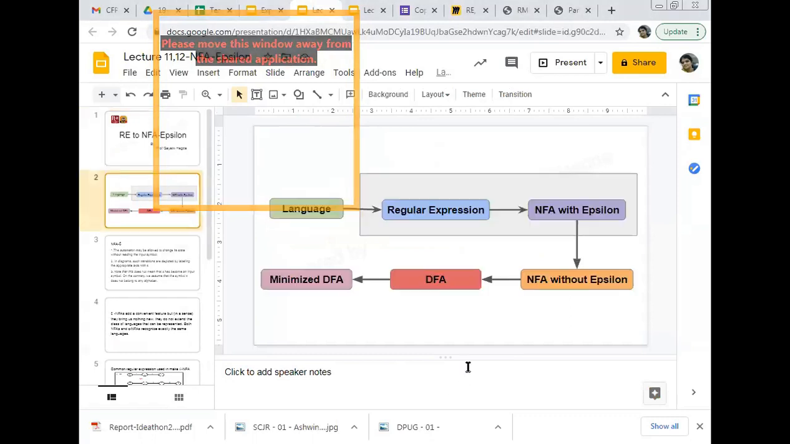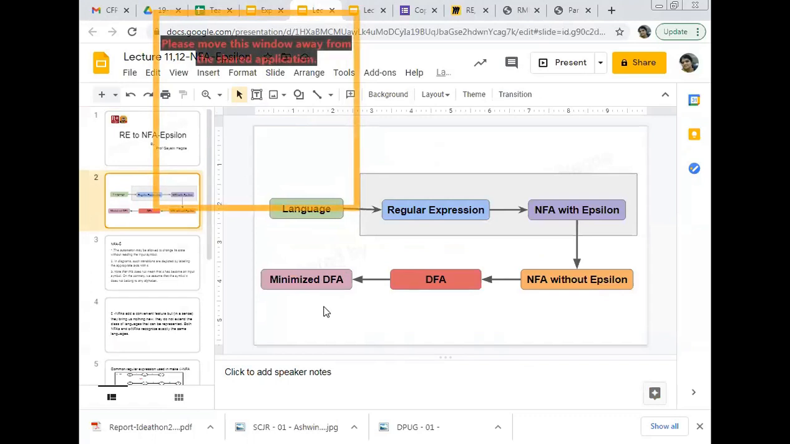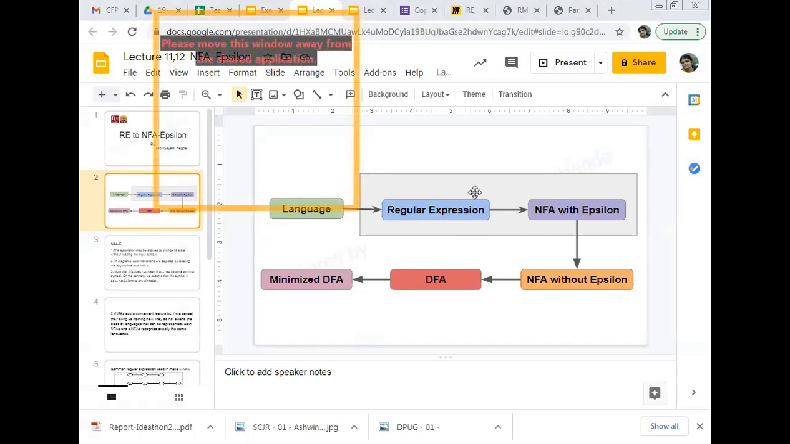So if you remember, we have seen this, right? I told you that whenever a DFA is created, how do we create a DFA, deterministic finite automata? Given a language, the DFA is created with these steps, right? Language is converted to RE, RE is converted to NFA with epsilon, NFA with epsilon to NFA without epsilon, NFA without epsilon to DFA, DFA to minimized DFA, right? So now in our previous slides, we have completed this language to RE. So our next topic would be RE to NFA with epsilon.